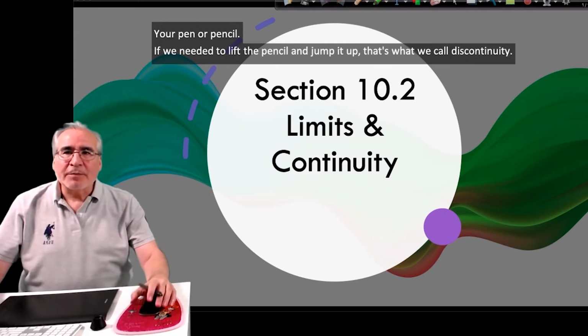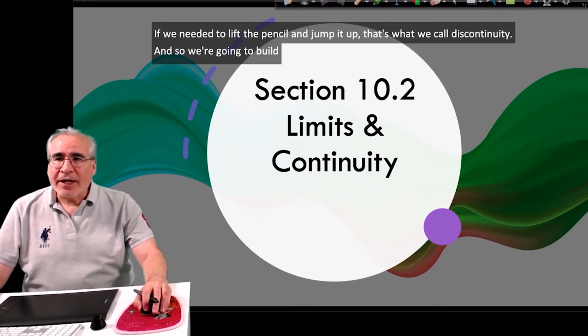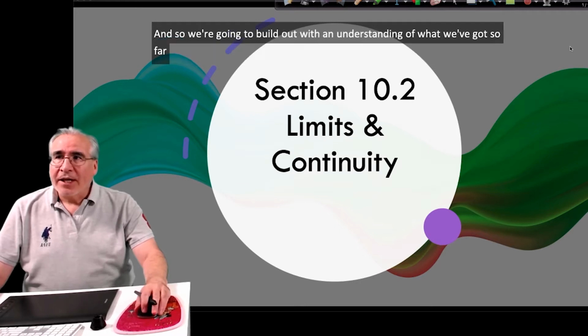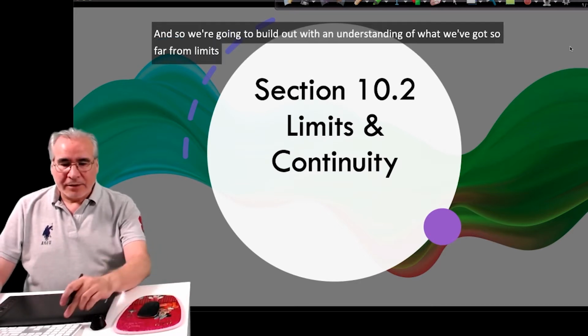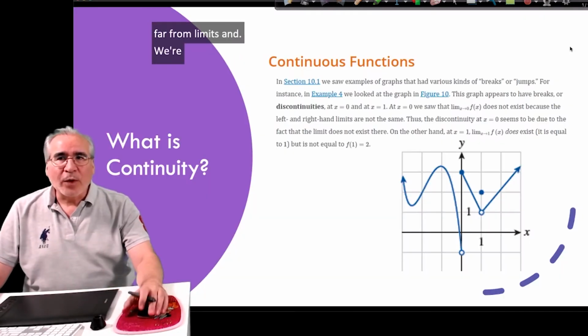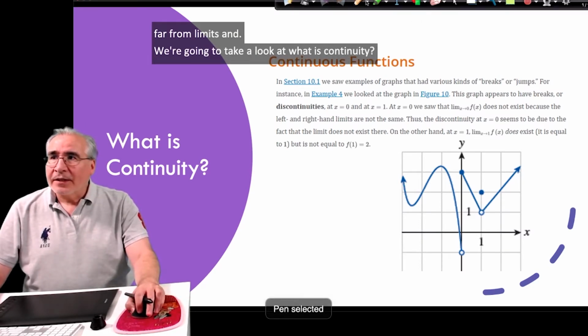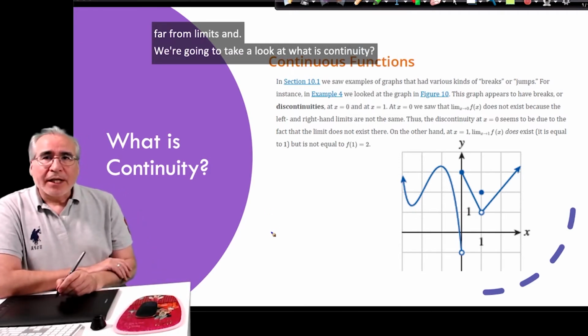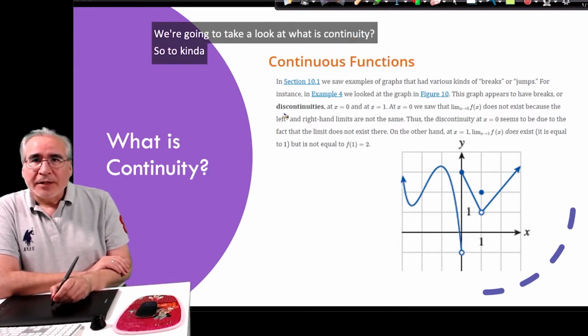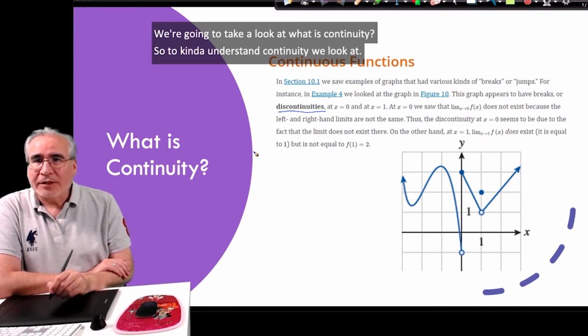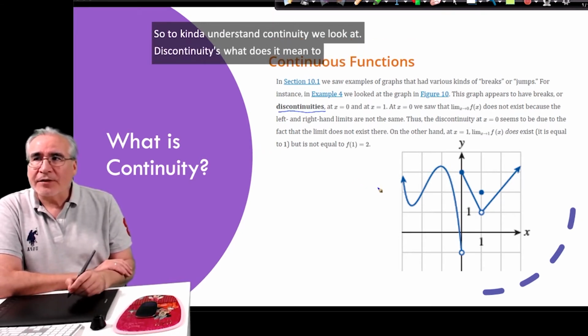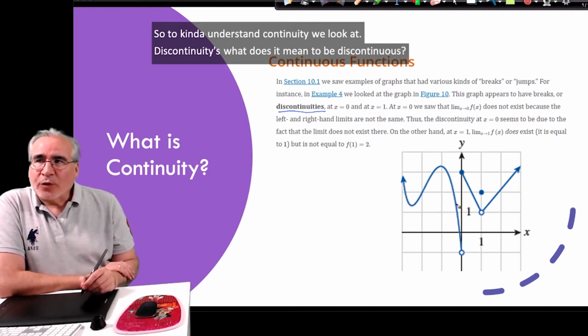And so we're going to build that with an understanding of what we've got so far from limits, and we're going to take a look at what is continuity. So to understand continuity, we look at discontinuities. What does it mean to be discontinuous? Well, we've got an example graph down here.